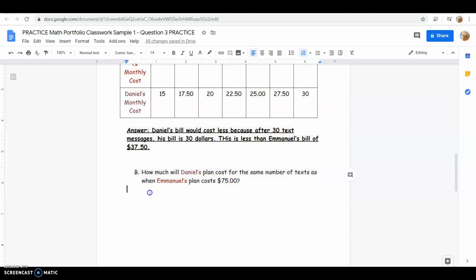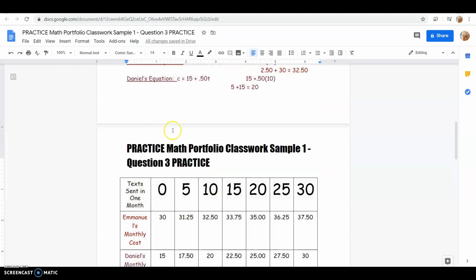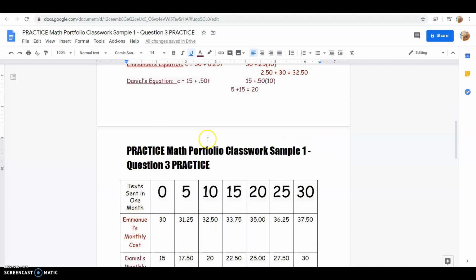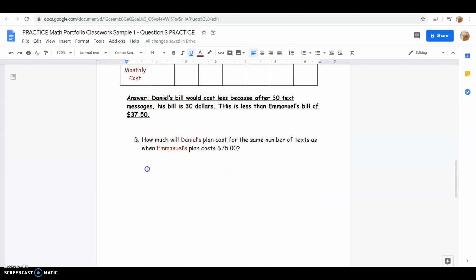You need to figure out a few things here. So you need to know how much Daniel's plan will cost when Emmanuel's plan costs $75. You don't get some information here. So let's work with the information we get because you need to set up an equation. Get used to setting up equations. Remember, equations have an equal sign, and we have two of them in this problem. We have Emmanuel's and we have Daniel's. So let's set this equation up with the information that's given.